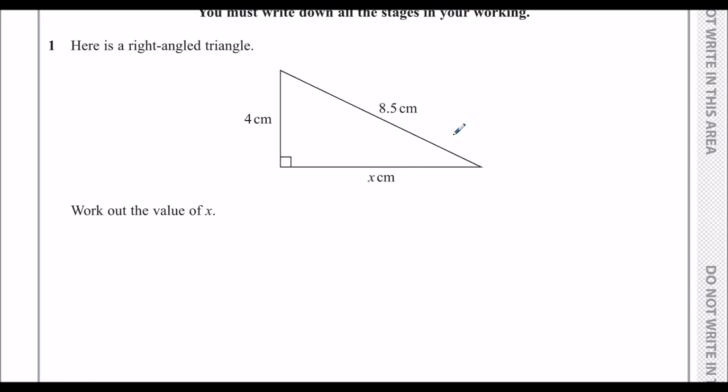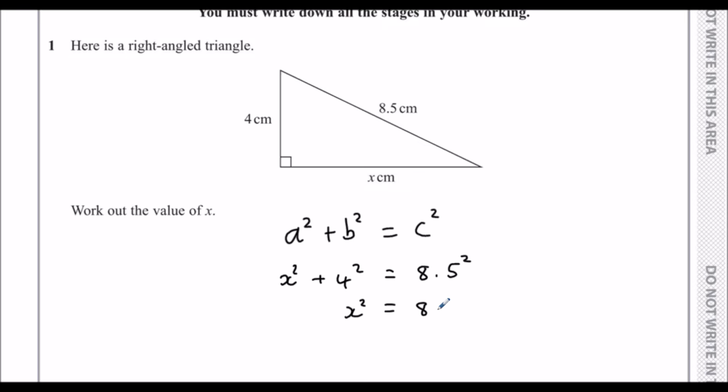We're using Pythagoras' theorem, which says a squared plus b squared equals c squared. C is always going to be the hypotenuse, the longest side. So we've got x squared and 4 squared added together equals 8.5 squared. So x squared plus 4 squared equals 8.5 squared. We want to get x by itself, so we're going to take 4 squared away from both sides to get x squared by itself.